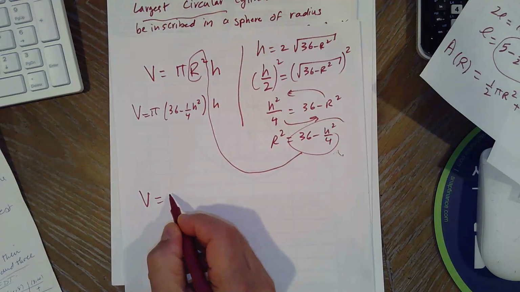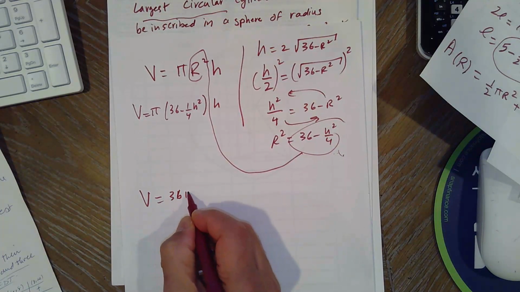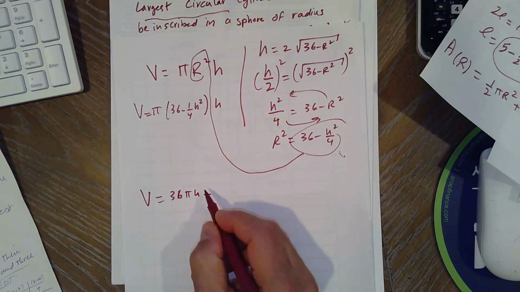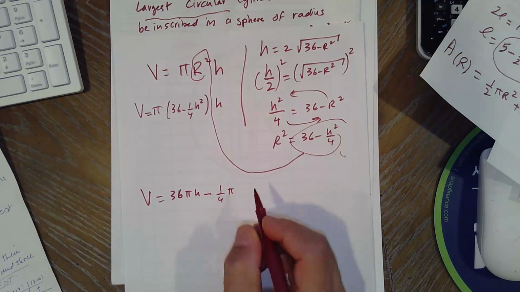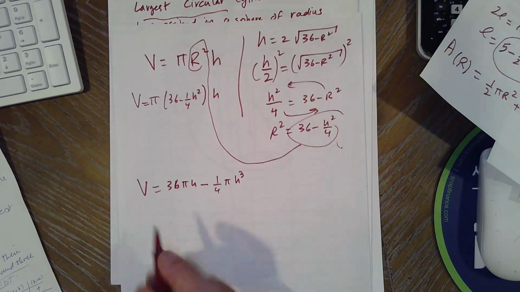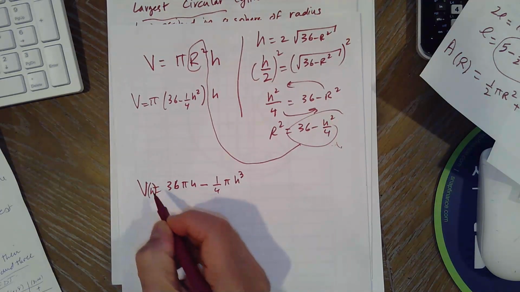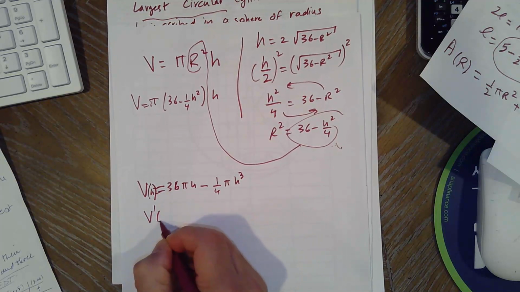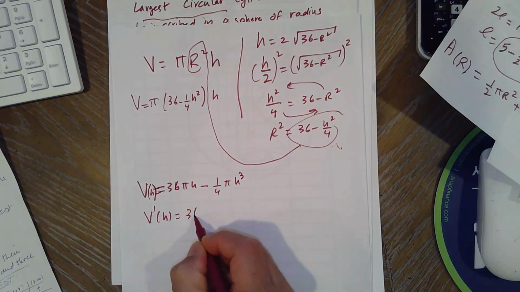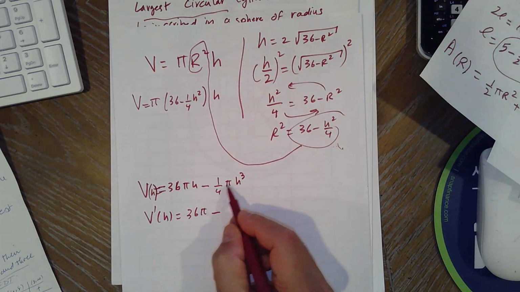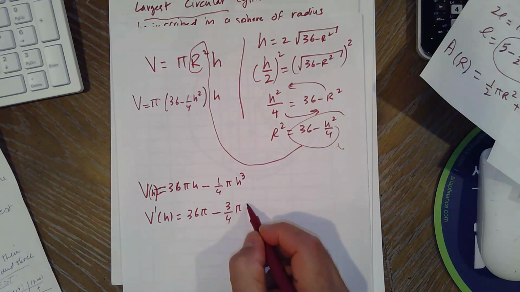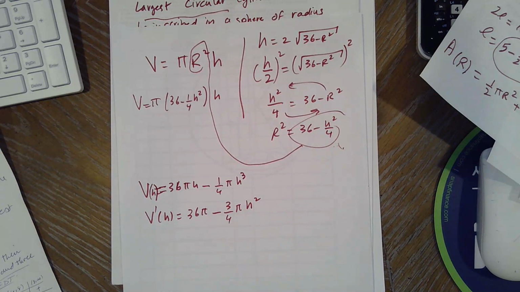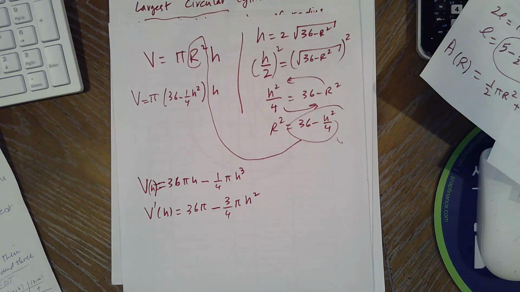So V equals 36 pi h minus a quarter pi h cubed. So this is V of h now. So V prime of h, or dV by dh, equals 36 pi minus pi times the 3 by a quarter, and then you get h squared. So V prime equals 0.